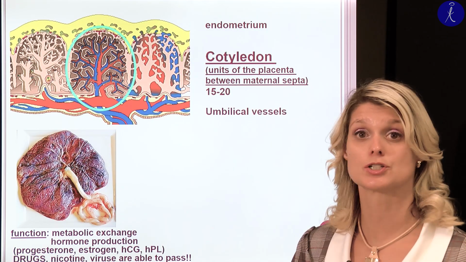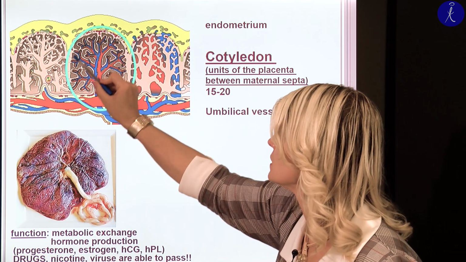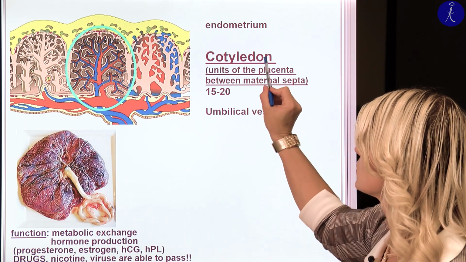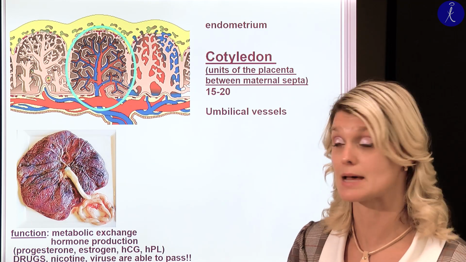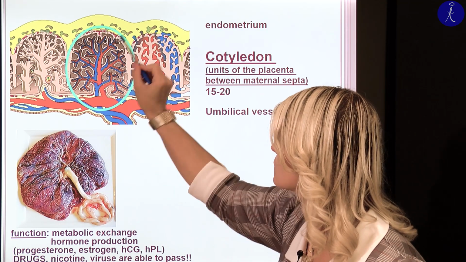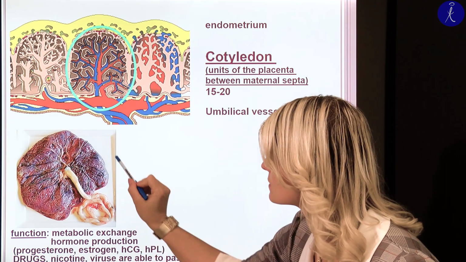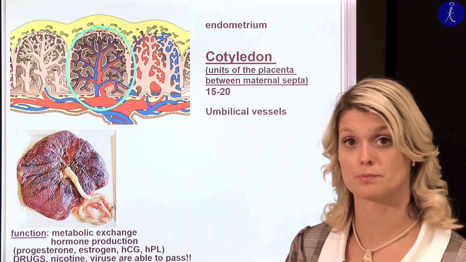This shows you the placenta. The smaller unit of the placenta, as I told you earlier, is the cotyledon, which is separated by the maternal septa, originated from the maternal part. Here you can see the picture of a placenta after the birth.